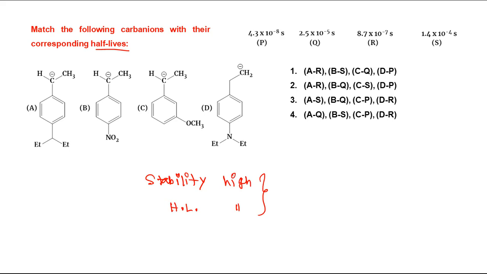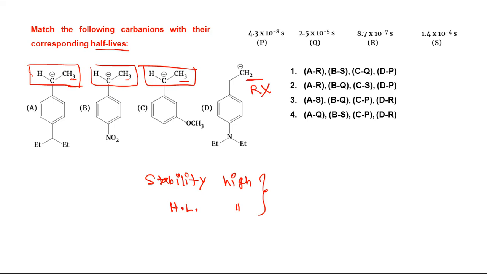So here we will look at the carbanions. For the first 3 species, it is CH minus CH3, so this is common. There is a plus I effect coming from CH3, but in the 4th species it is completely different. It is not at the benzyl position at all. When I write R, it means resonance. Here resonance is not possible.